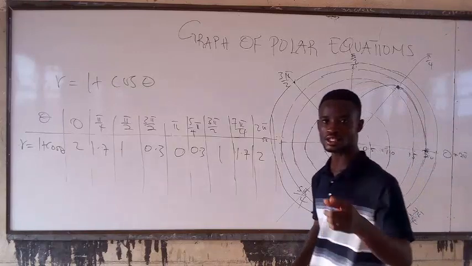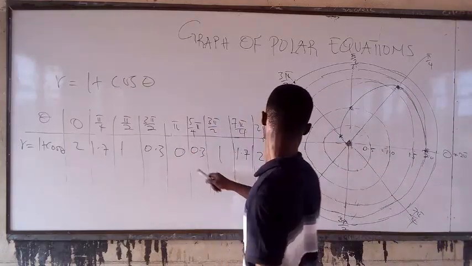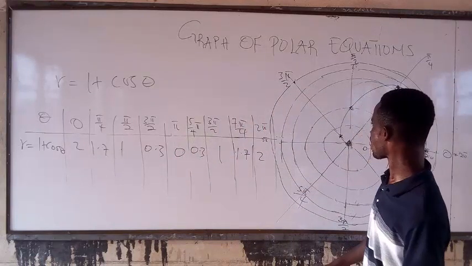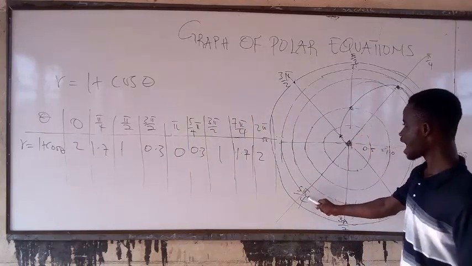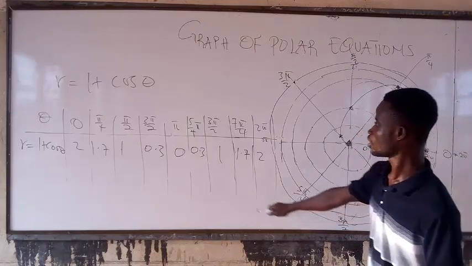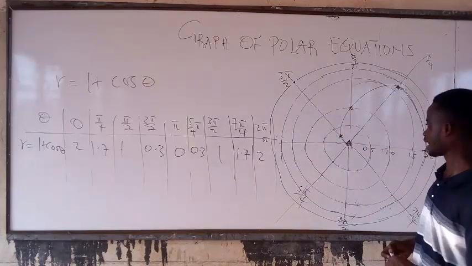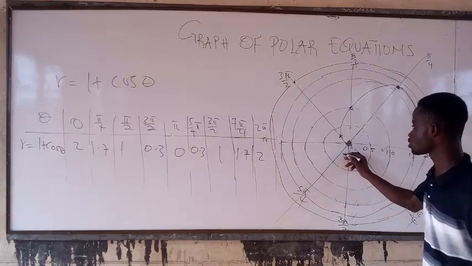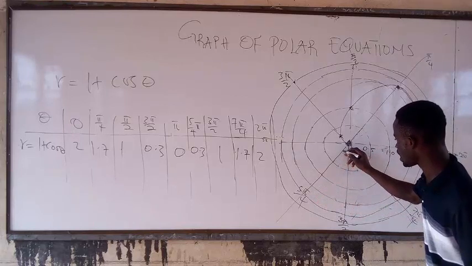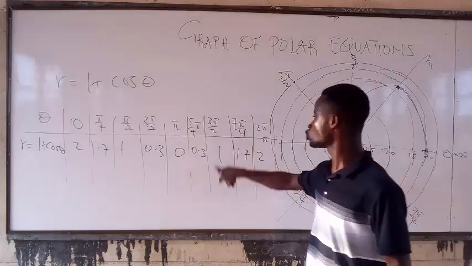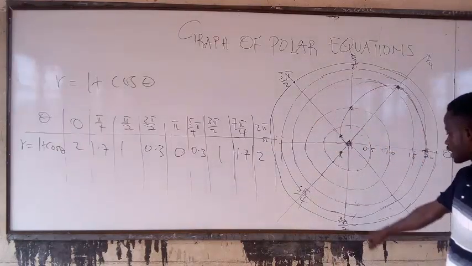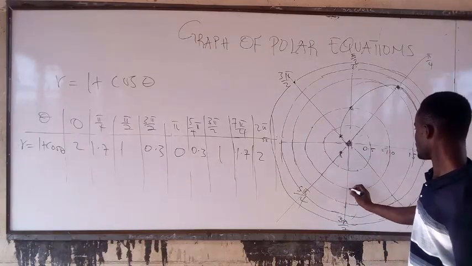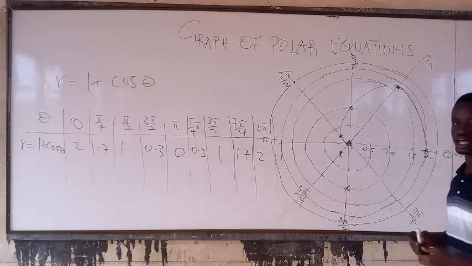Beautiful. Let's move on. At 5 pi on 4. Where is 5? Okay. At 5 pi on 4, what do we have? 0.3. Beautiful. So that means that at 5 pi on 4, we have it to be 0.3. So 0.3 will be somewhere here. 2 is what? 1. So 3 pi on 2 is 1. And 1 is going to be here.